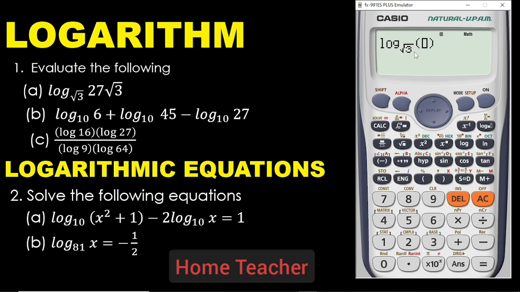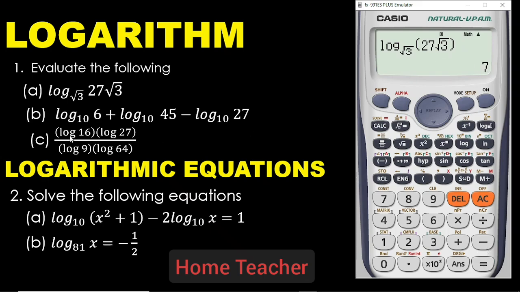So keep pressing this until the cursor is up. And the number is 27 root 3, so you enter 27 and then root 3. Once you are satisfied that the equation given in the question is exactly what you have on the calculator, simply press the equal sign. Bam, you are getting the answer. Very simple and easy to do.